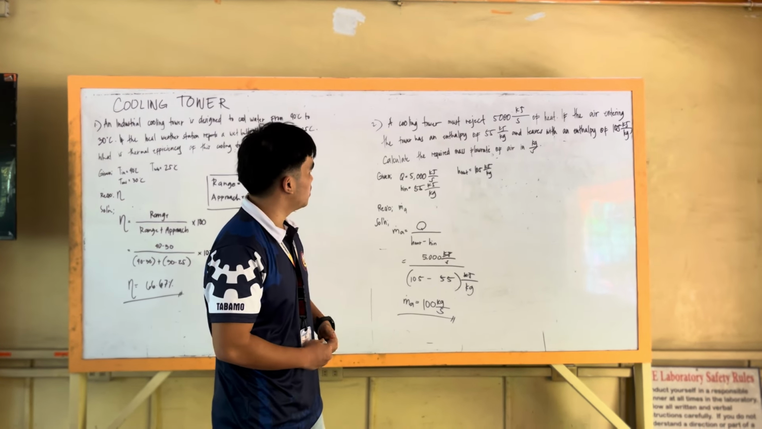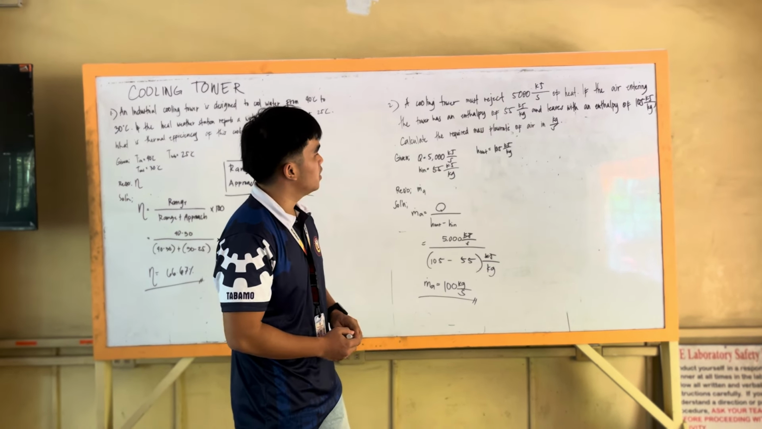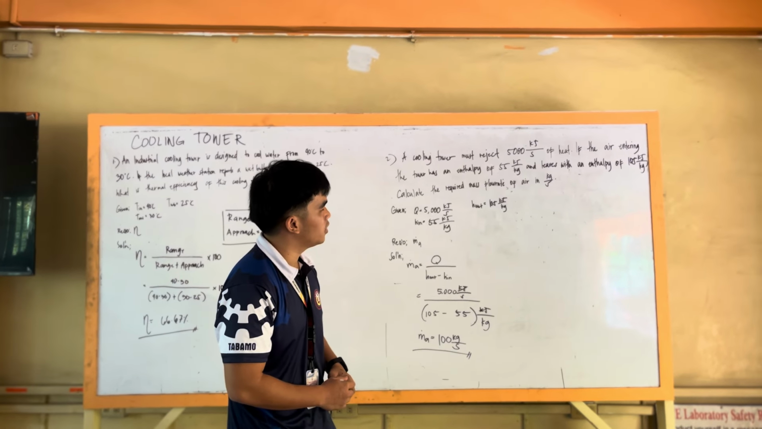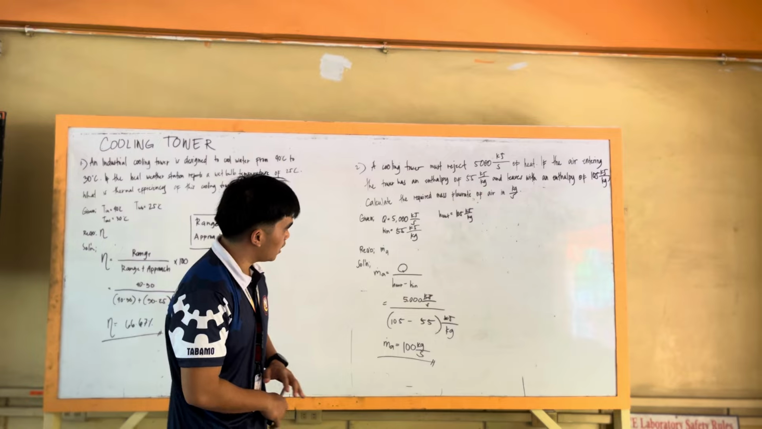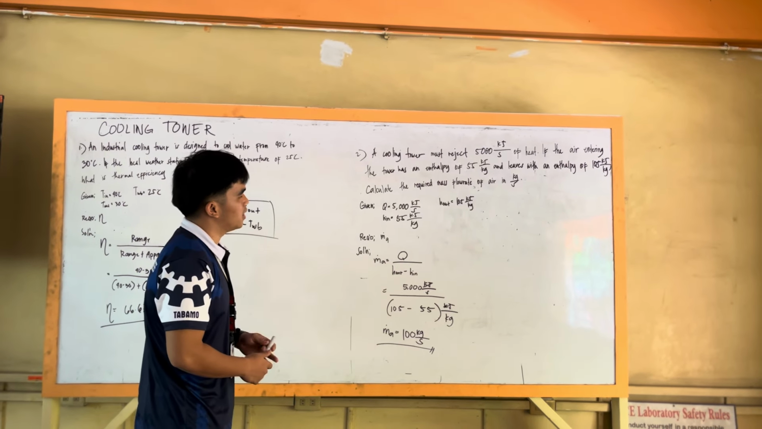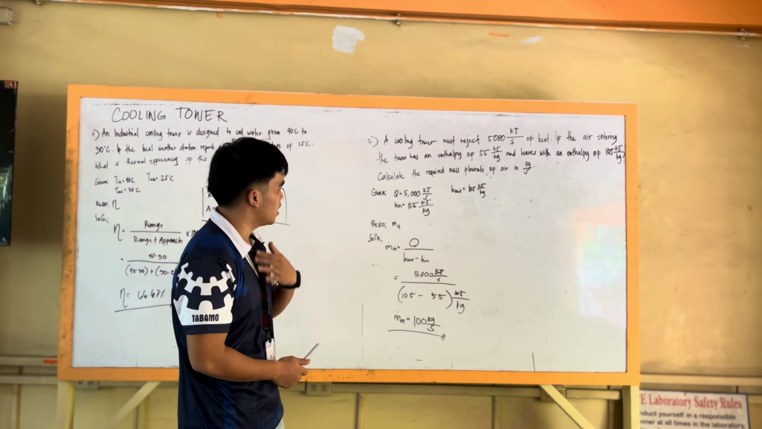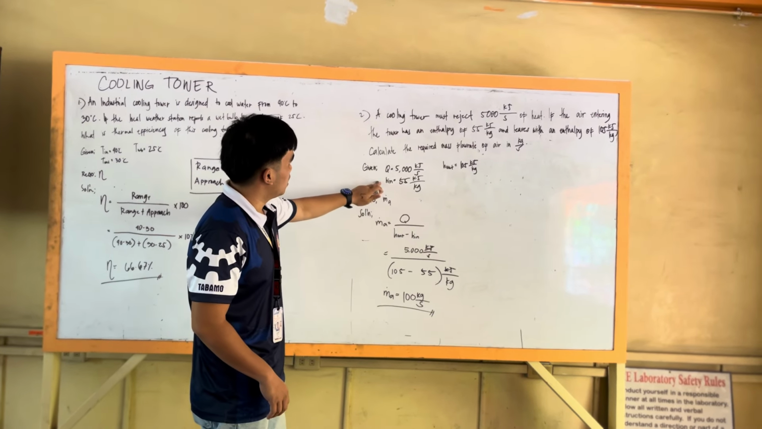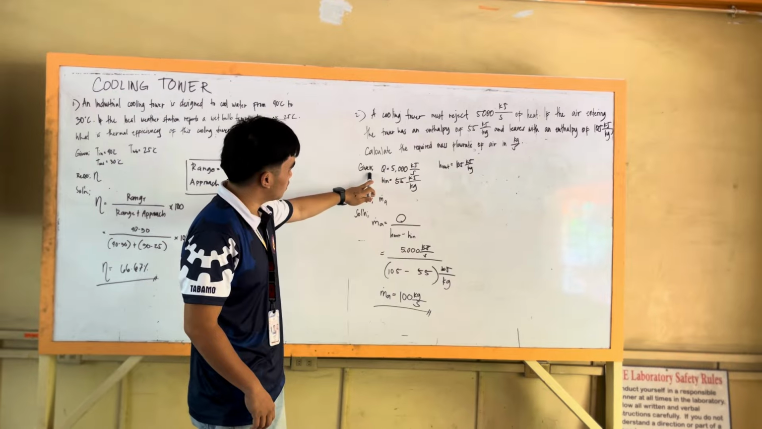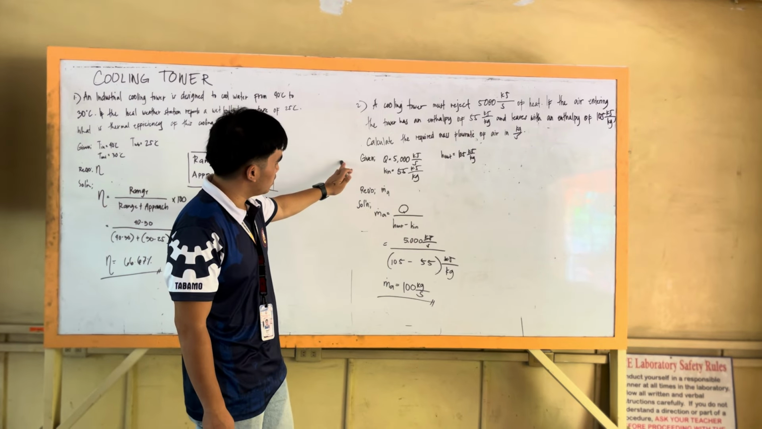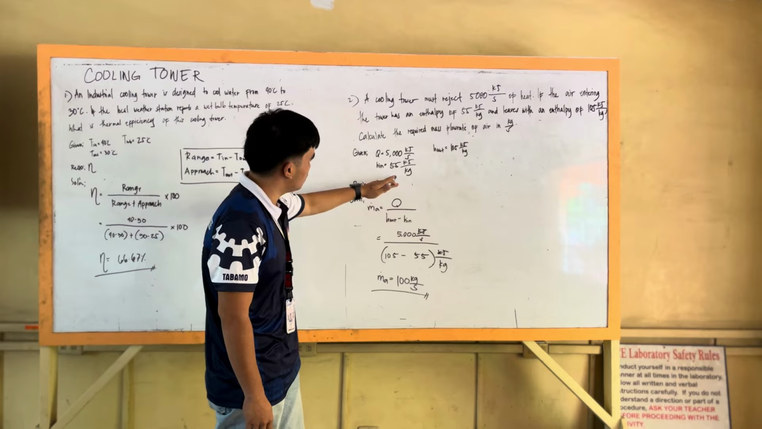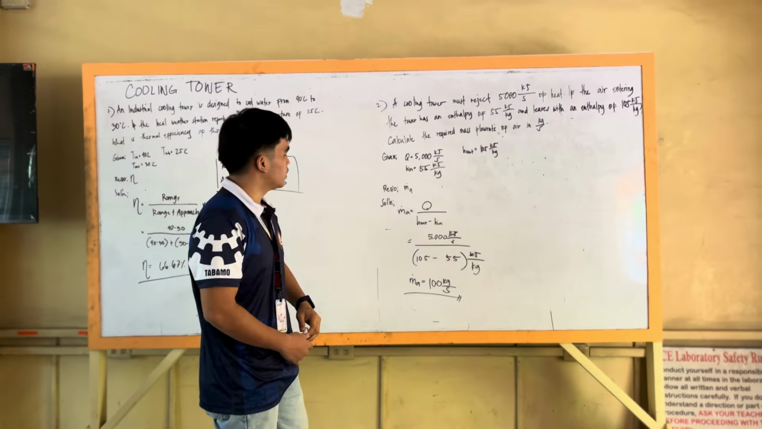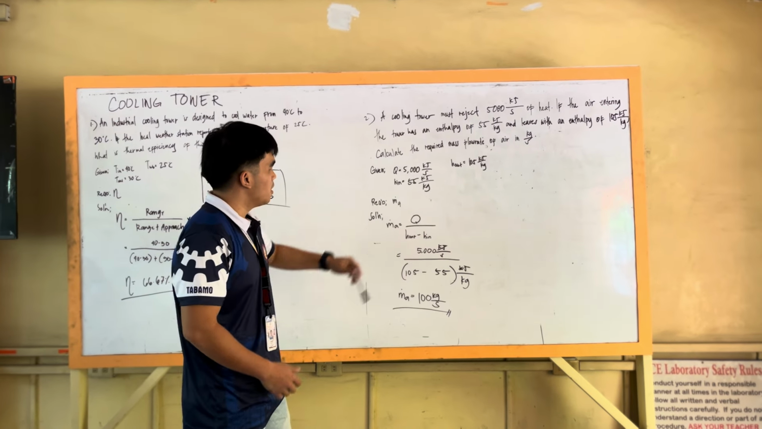So the next problem: we have a cooling tower that must reject 5,000 kilojoules per second of heat. If the air entering the tower has an enthalpy of 55 kilojoules per kilogram and leaves with an enthalpy of 105 kilojoules per kilogram, calculate the required mass flow rate of air in kilograms per second. So we have given Q equals 5,000 kilojoules per second, an enthalpy in of 55 kilojoules per kilogram, and leaving with 105 kilojoules per kilogram. So the required of this problem is the mass flow rate.